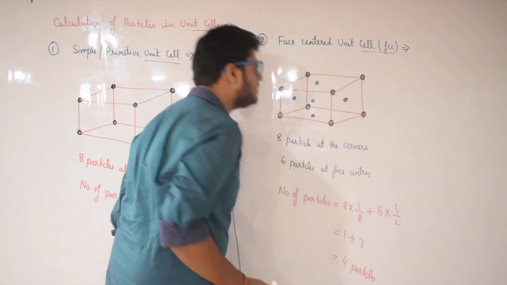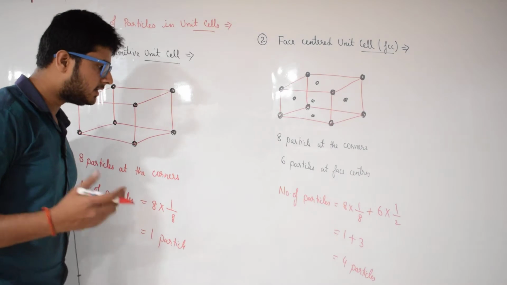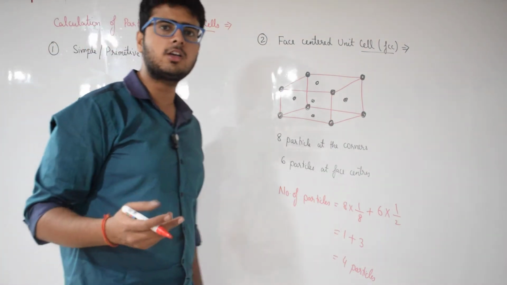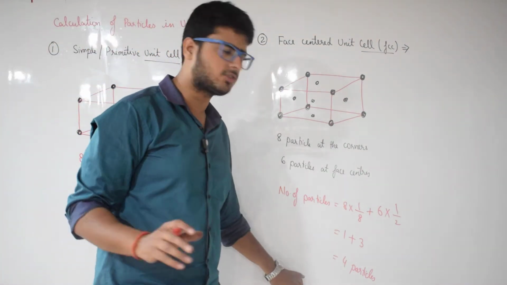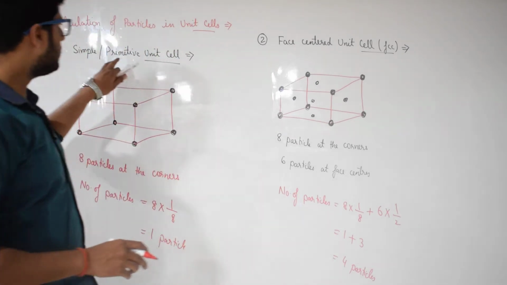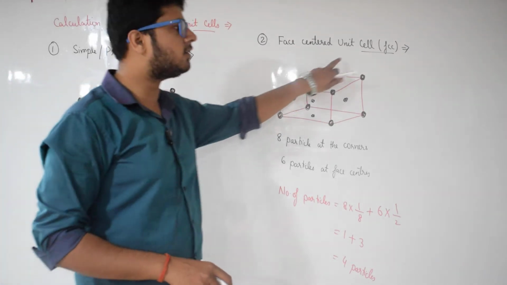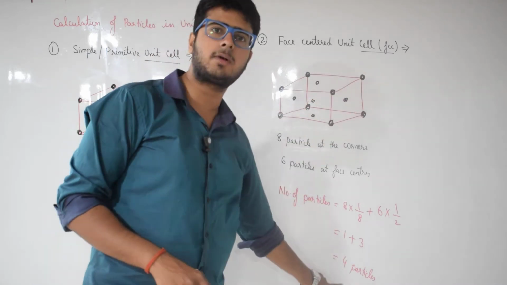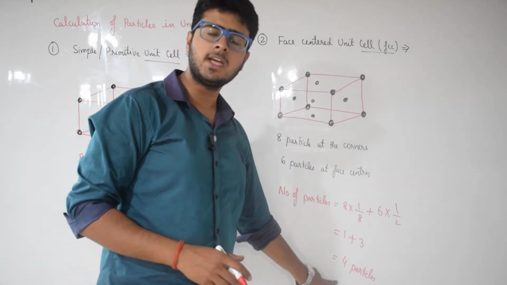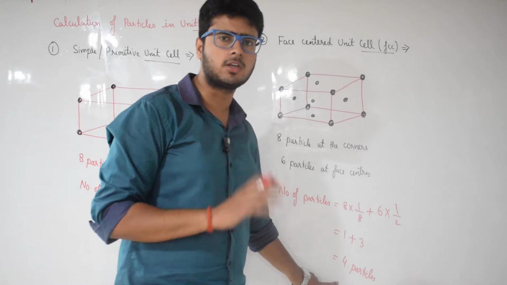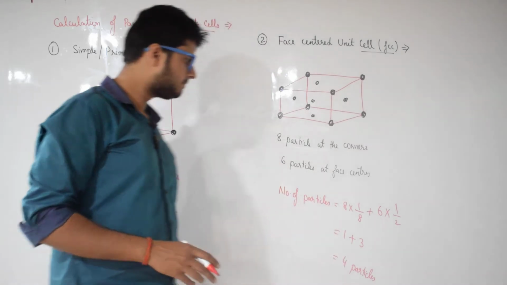So, in case of FCC arrangement, we have 4 particles, either it may be 4 ions, 4 molecules or 4 atoms, it can be any one of the 3. So, in case of simple or primitive unit cell, we have only one constituent particle, and in case of face centered or FCC arrangement, we have 4 constituent particles, either it may be atom, it may be ion, or it may be molecule, it can be any one of the 3.